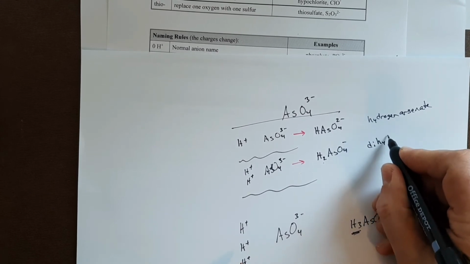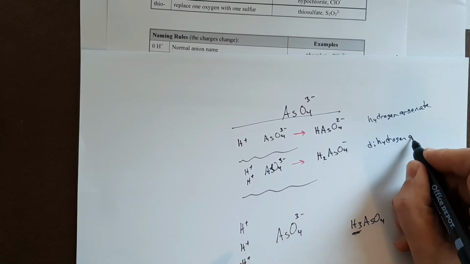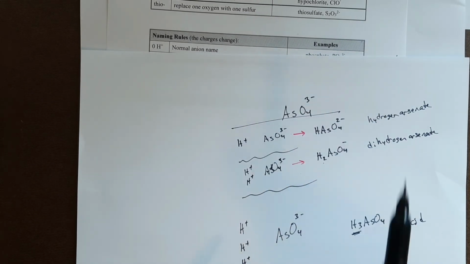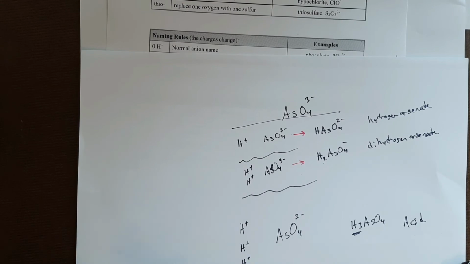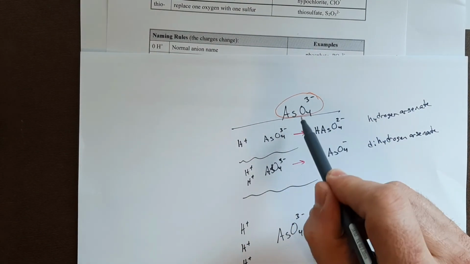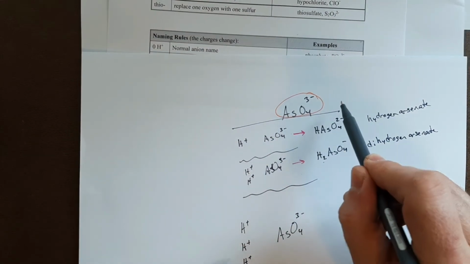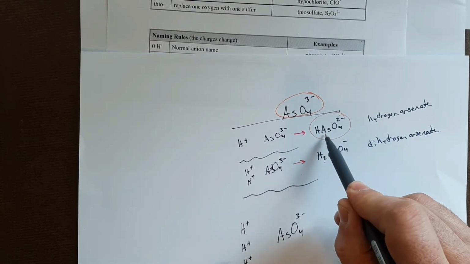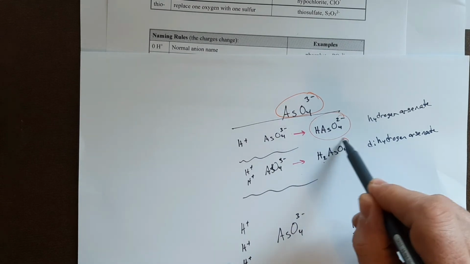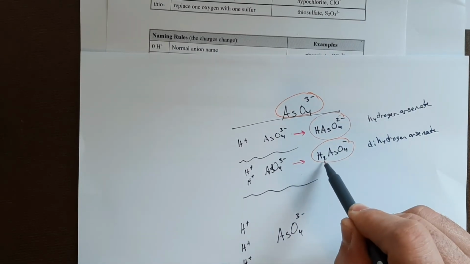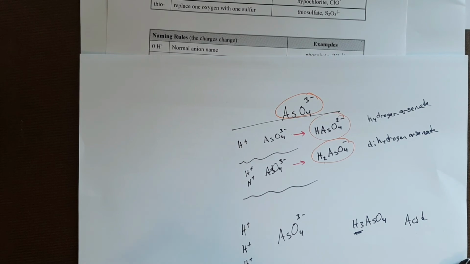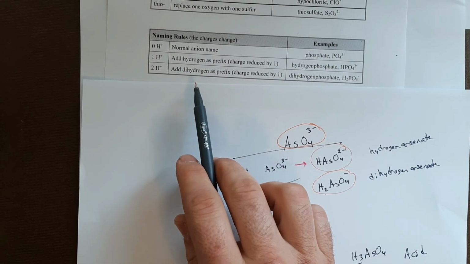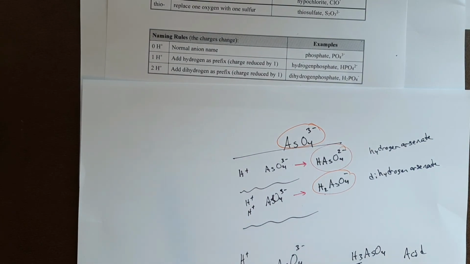So we're going to call it dihydrogen arsenate. So now these are all negative ions that have the same things in them. This one, arsenic and oxygen, we call it arsenate. This one, we call it hydrogen arsenate, and it's hydrogen with arsenate with a 2 negative charge. This one, dihydrogen arsenate, 2 hydrogens with arsenate with a -1 charge. So that's how you use hydrogen to modify these polyatomic anions.